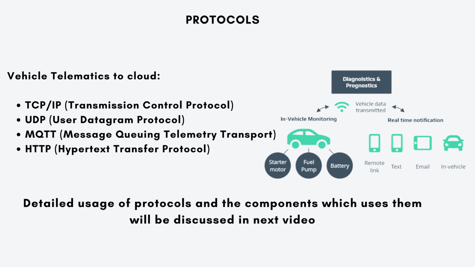For this, the vehicle telematics has to transmit the data to the cloud. For the transmission of the data to the cloud, it is going to use either the TCP protocol, the UDP protocol, MQTT, or the HTTPS protocol.